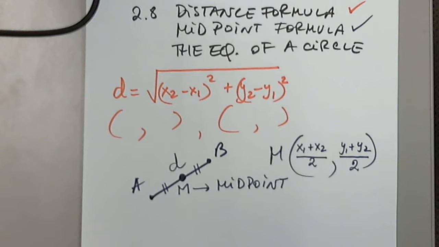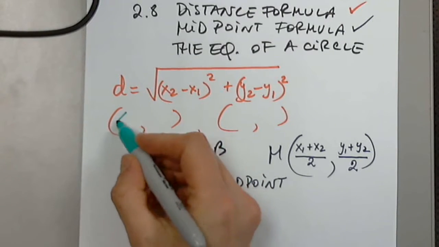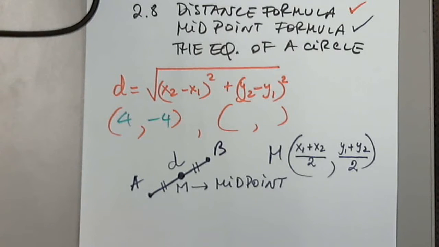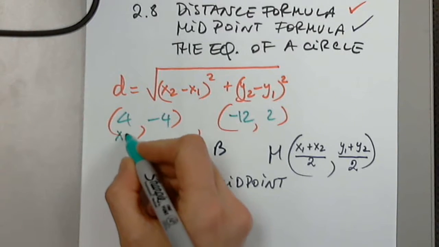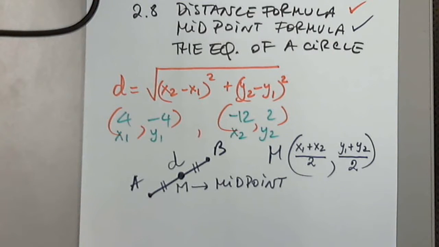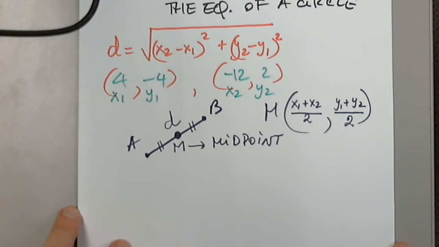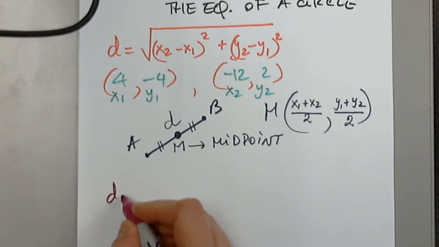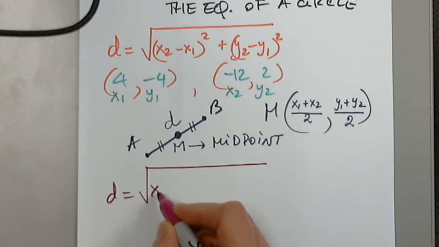And I would like some negatives in there too. Anyone? 4, negative 4. Awesome. Negative 12, 2. Perfect. So therefore, I will consider this to be x1, y1, and this to be x2, y2. Agreed? Perfect. So this is what I recommend, and I accept other methods as well. So I normally copy the equation again.